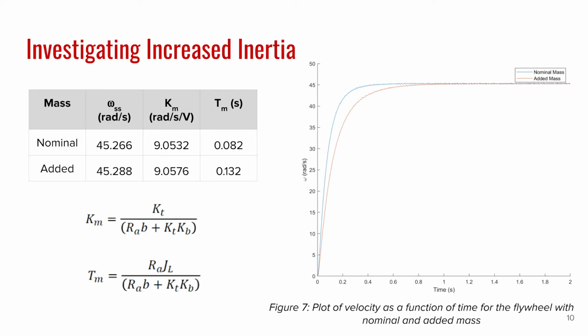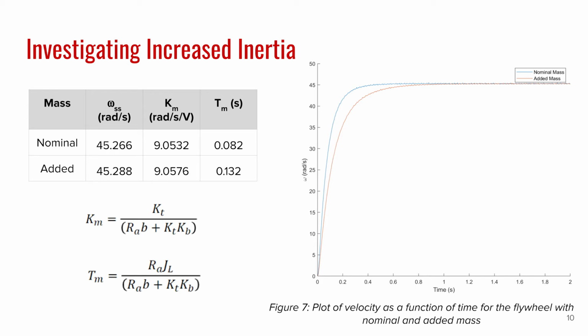Let us now investigate the effects that inertia has on Km and Tm values. We can demonstrate the effects by adding a weight. If the Km formula is analyzed, it can be noted that there is no inertial term included, which is represented by the variable J, therefore making Km independent from inertial effects. This ultimately results in steady-state angular velocities remaining the same.